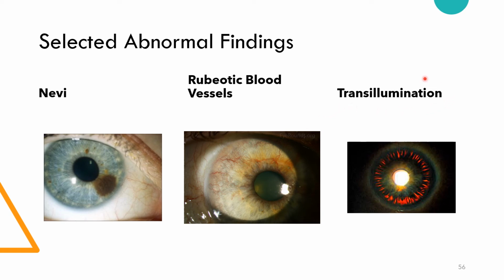And then transillumination. This is seen in patients with conditions like pseudoexfoliation and pigmentary dispersion syndrome. When a light is shined through their pupil, that light reflects off of the retina and then back through the iris. And here you can see where this patient is losing pigment from their iris.